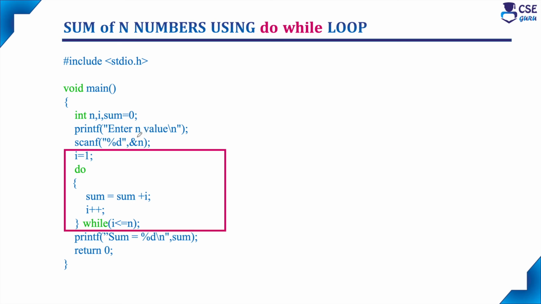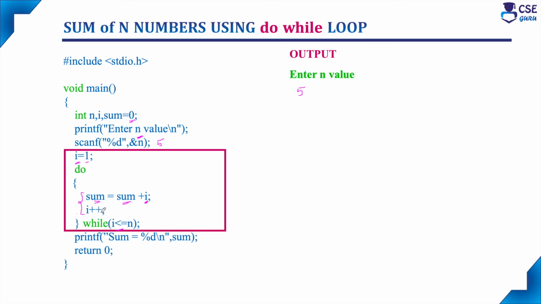So in this program, first we need to enter the n value. If the n value is 5, here we will enter n value 5. And i is the loop variable, initialized to 1. This do-while loop will first execute the body of the loop once without checking any condition. So here there are two statements in the body of the loop. First it will find the sum: sum is equal to sum plus i. This sum we have initialized to 0 first, and i value is 1. So by default it will execute these two statements first, and only then it will check the condition here.